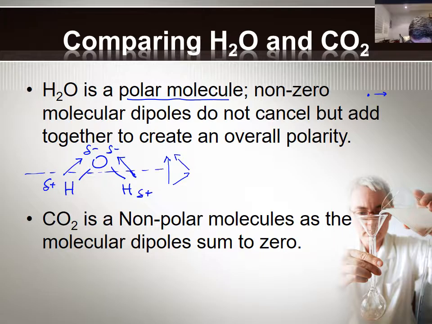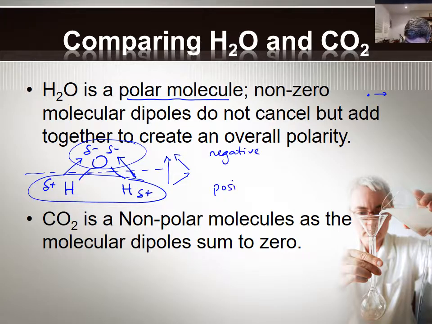The other way of thinking about that is if I was to split this molecule in half, if I have a region that's obviously negative and a region that's obviously positive, then I have a negative region and a positive region, that equates to a dipole, and therefore I have a polar molecule.